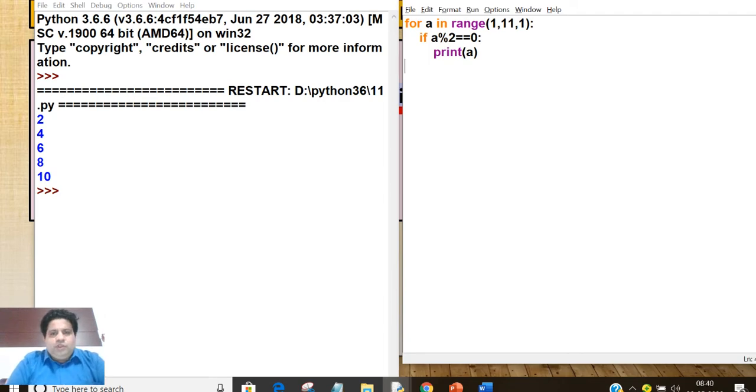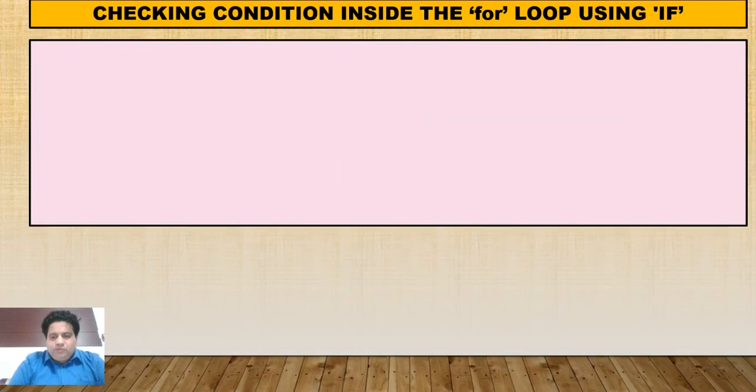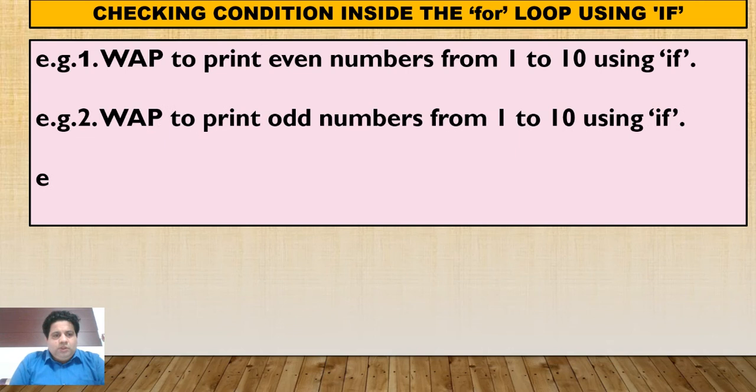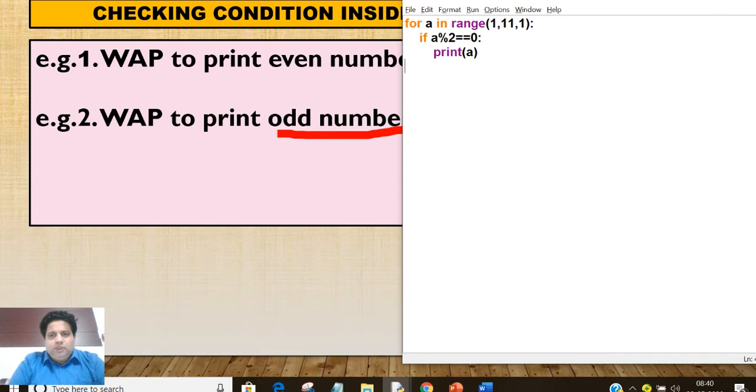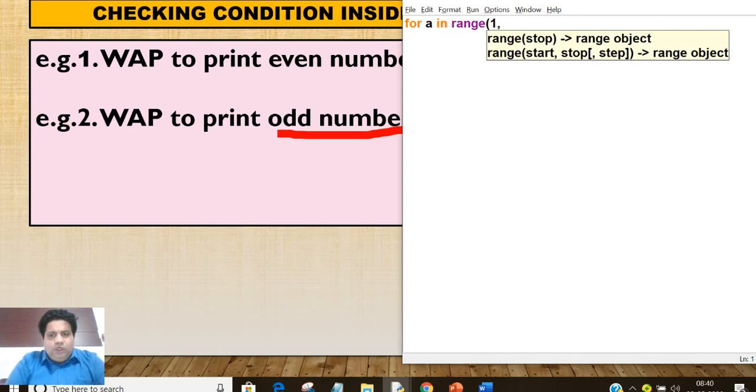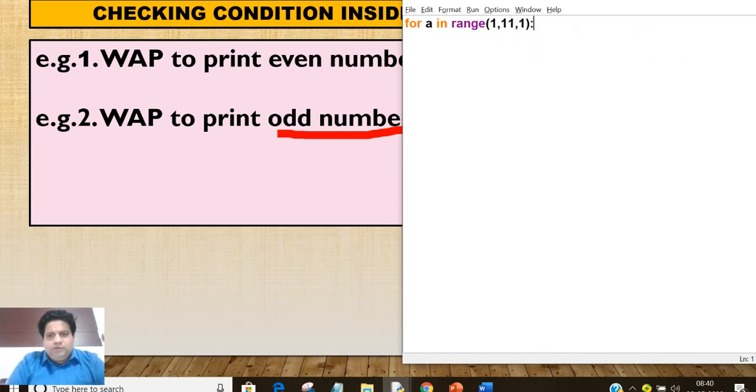Now suppose the second program is: write a program to print all odd numbers from 1 to 10 using if. Now see again, for a in range 1, 11, 1.